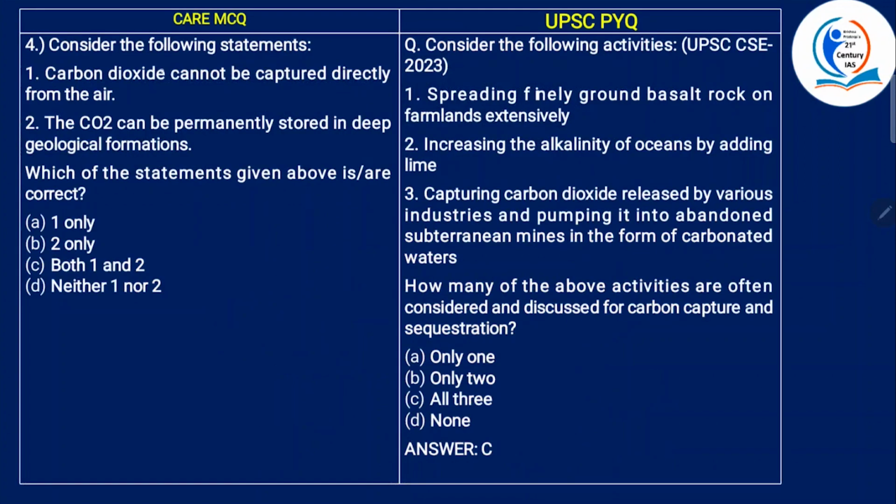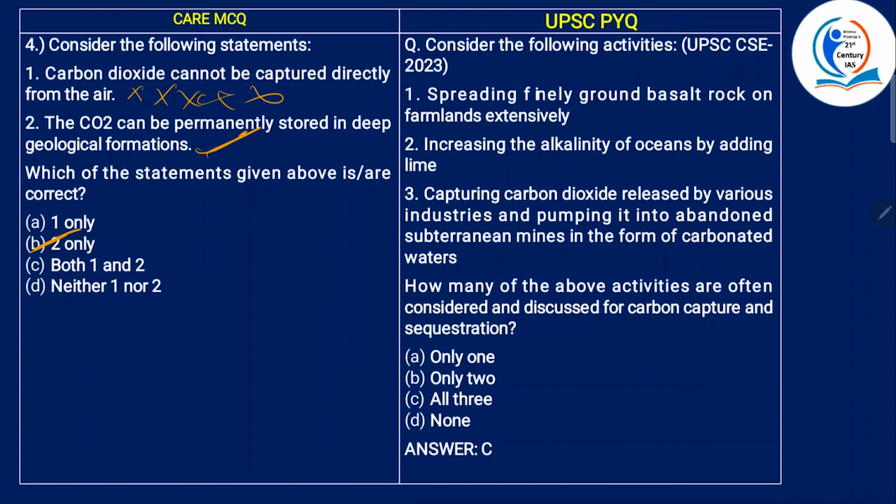Consider the following statements. Carbon dioxide cannot be captured directly from the air. This is wrong. We can do that. The carbon dioxide can be permanently stored in deep geological formations. Yes. So 2 is correct.